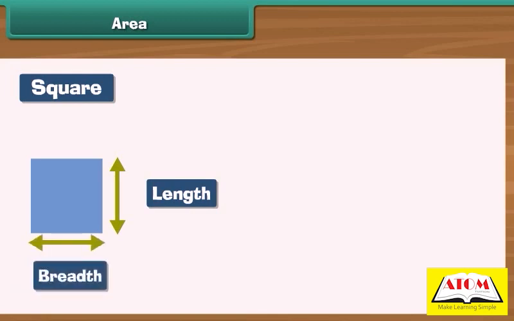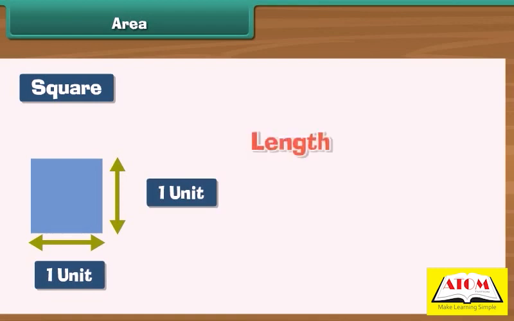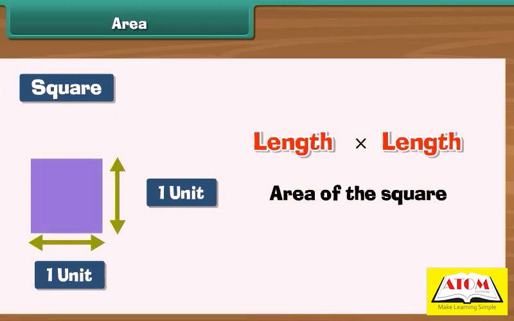Consider a square of length 1 unit. The area of a square is length into length. Therefore, the area of the square with length 1 unit is 1 into 1, which is equal to 1 unit square.